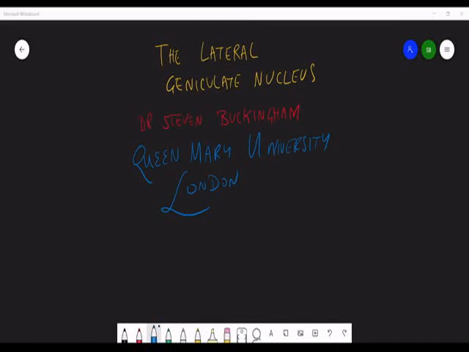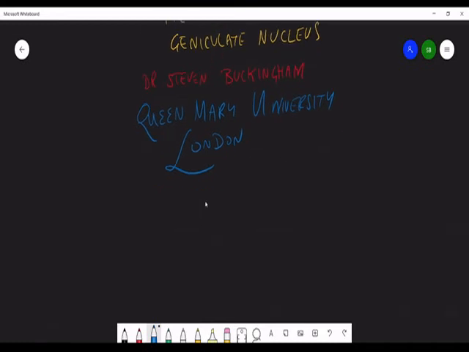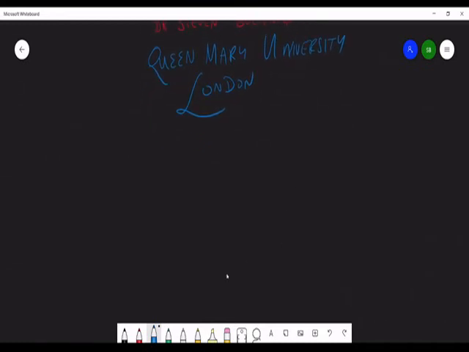This video is about the lateral geniculate nucleus. The lateral geniculate nucleus is in the pathway from the retina, lateral geniculate nucleus, to the cortex. So it's like a switching station, and it's part of the thalamus.